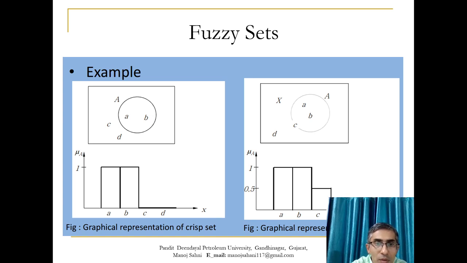On the left hand side, the figure is the graphical representation of the crisp set, where the membership value is either 0 or 1. But in the graphical representation on the right hand side, C neither belongs to the set nor is it outside the set. It is at the boundary, so we cannot consider a membership value of 0 or 1. That is why we have given a 0.5 membership value.